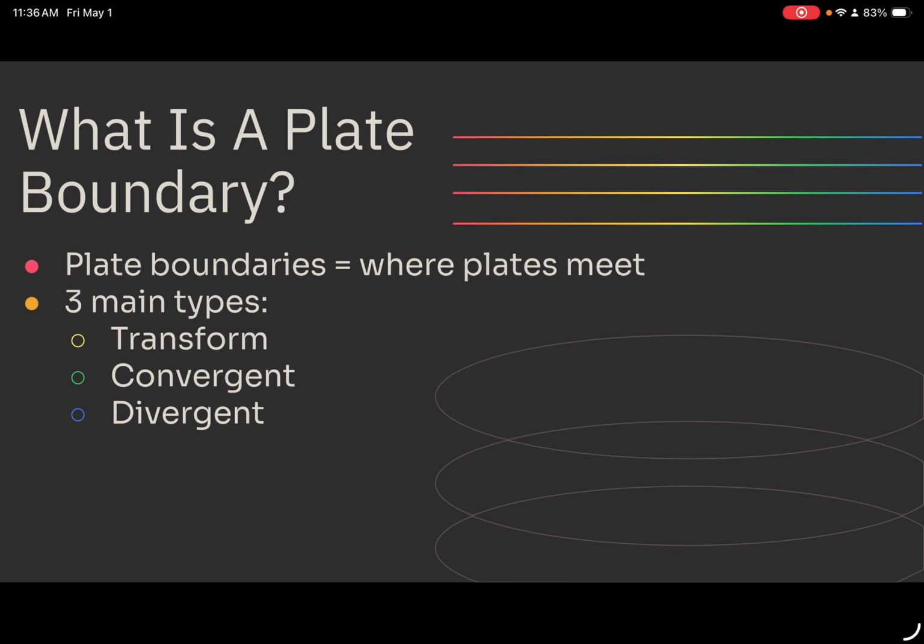Right. What is a plate boundary? So plate boundaries are the edges where the tectonic plates are interacting. There are three main types of boundaries. The transform boundary, which is where the plates slide past each other. And then convergent boundaries, which is where the plates collide. And then the divergent boundaries, which is where the plates move apart from each other.